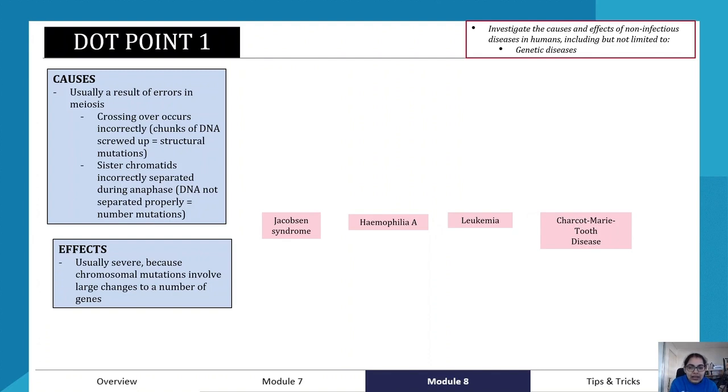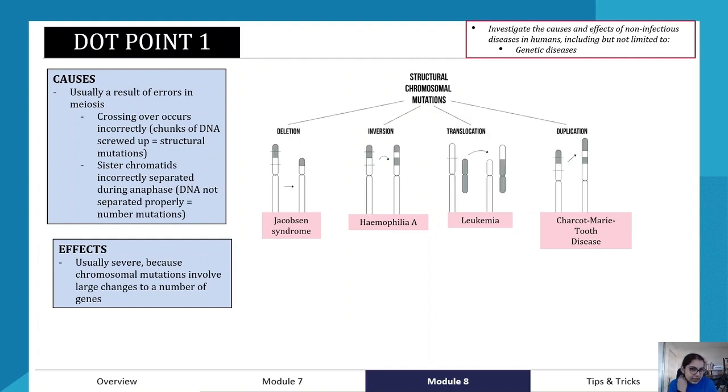So let's have a look at the causes and the effects of genetic diseases. They can happen, firstly, so let's have a look at structural chromosome mutation. So we see deletion, so part of the chromosome has been deleted. Inversion, that's been inverted, upside down. Translocation, we see that switch. And finally, duplication, so that part is added. So examples include Jacobsen syndrome, hemophilia A, leukemia, and also Charcot-Marie-Tooth disease.